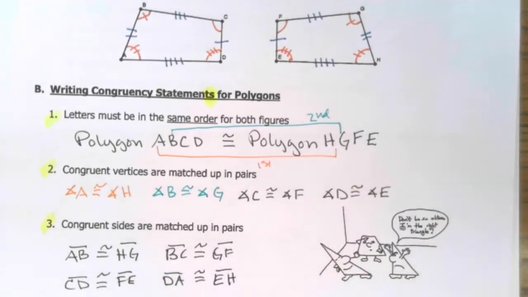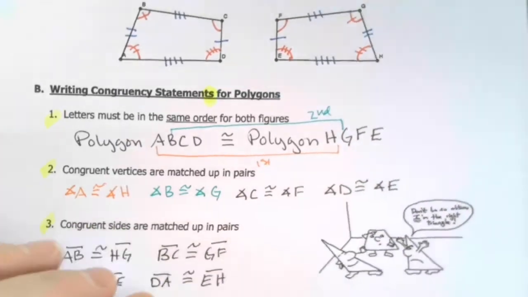So you don't really need to have a diagram to mark congruency. You can do it right off of the statement. All right, flip the page.